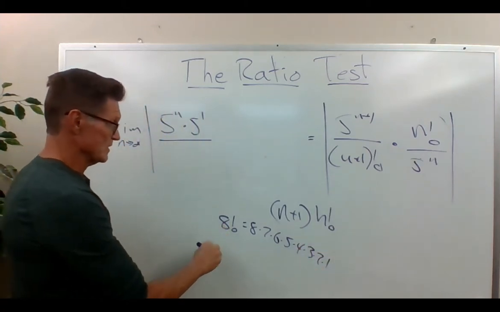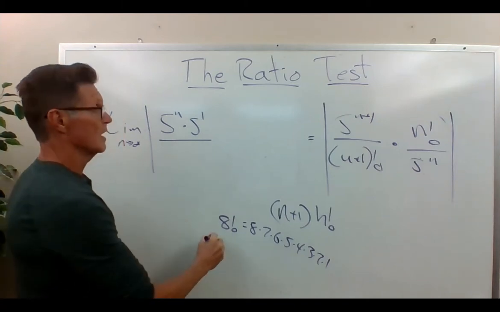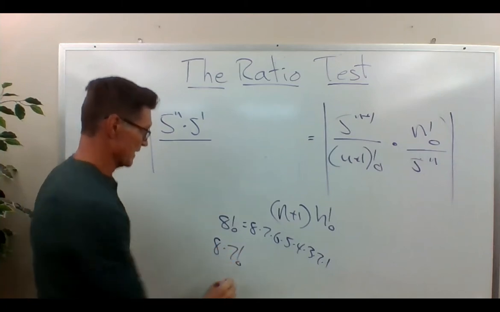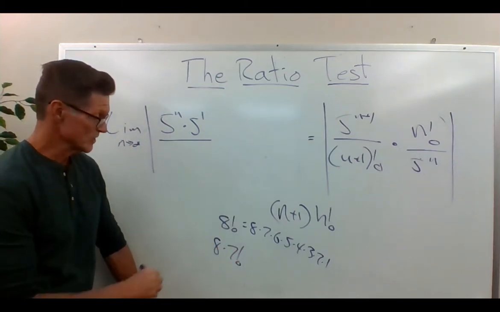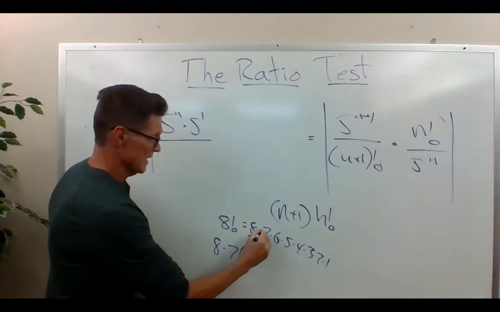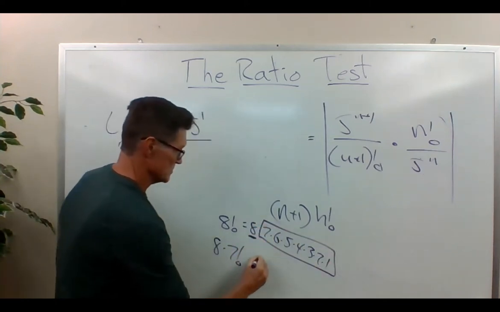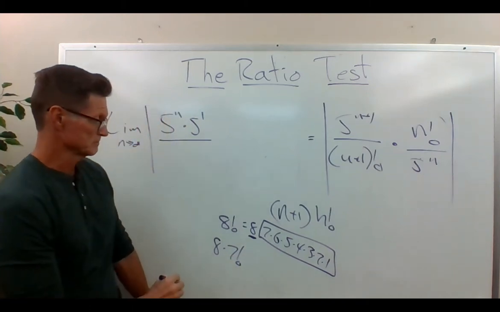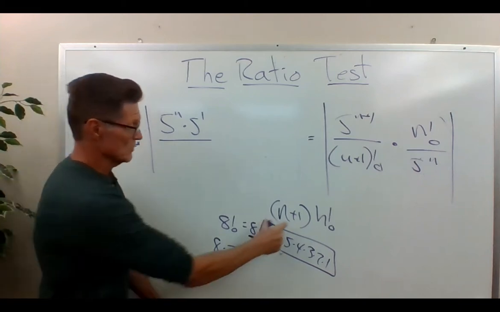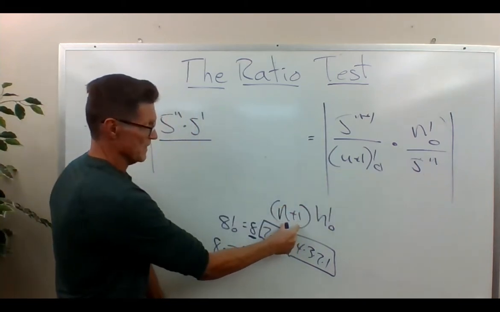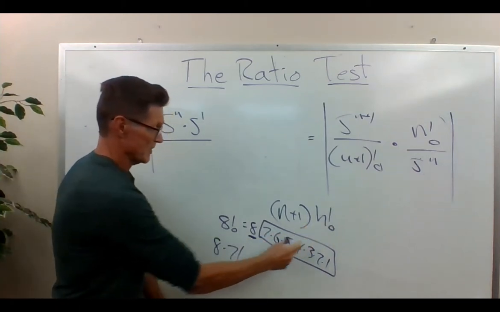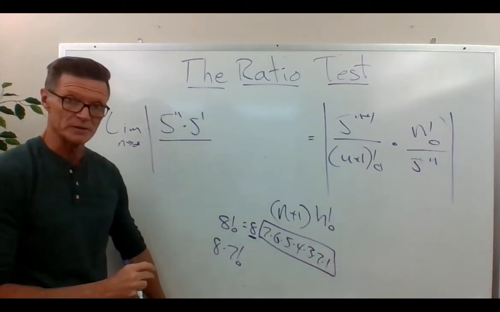Well, I could change that to 8 times 7 factorial. So all I'm doing is saying, okay, I've got my 8, and then all of this becomes 7 factorial. Well, that's essentially what I'm doing here. Think about that. So I'm starting off with n plus 1 factorial. My n plus 1 is essentially the 8, and then the n factorial would be the 7 factorial.